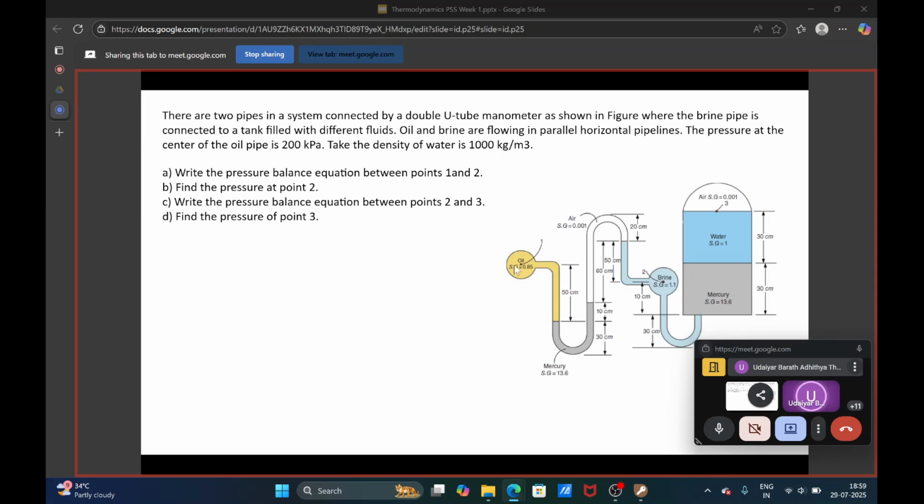So pressure at 1, so P1, water pressure, plus you have some pressure till the oil column, where the mercury is starting. That is given as 50 centimeter. So rho of oil into g into h. That is the pressure acting at this point, where the mercury is starting.